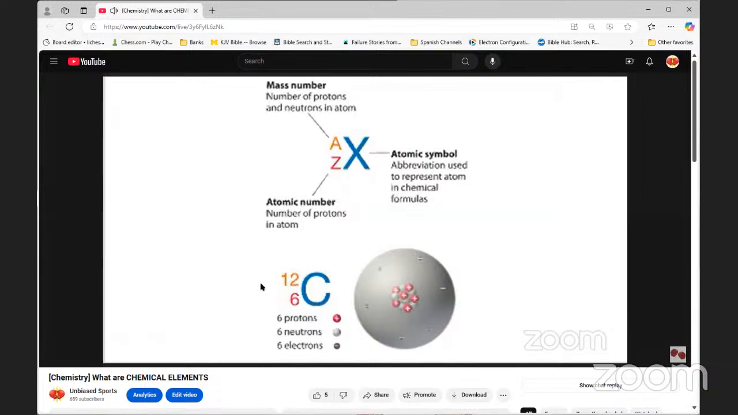So this carbon atom has 6 protons, that's the atomic number. It has 12 nucleons, that's the atomic mass, and it's a neutral atom. So pay attention, in neutral atoms the protons, neutrons, and electrons are all the same. 6, 6, 6. So this carbon atom has 6 protons, 6 neutrons, 6 electrons, and it's a neutral atom. All right, so let's move on.